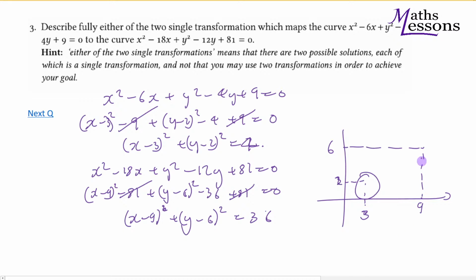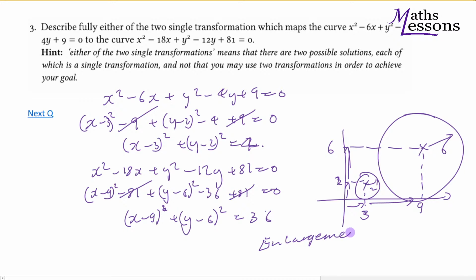So what we've got is you can see the center of this circle has moved from 3, 2 to 9, 6. That distance has increased by a factor of 3, and this distance has increased by a factor of 3. This has a radius of 6, and this had a radius of 2, so the radius increased by a factor of 3. So what we have is an enlargement, scale factor 3, center 0.